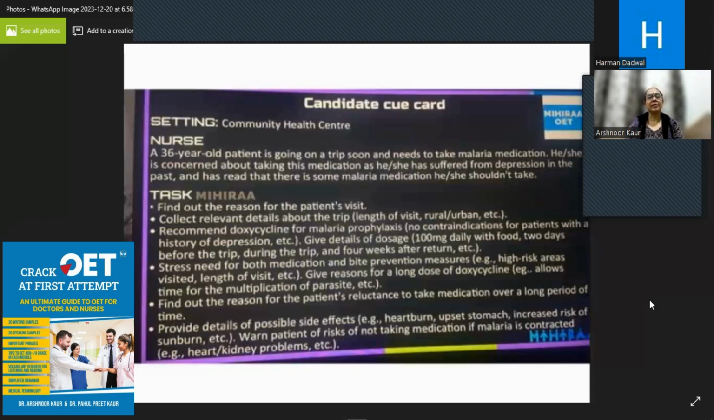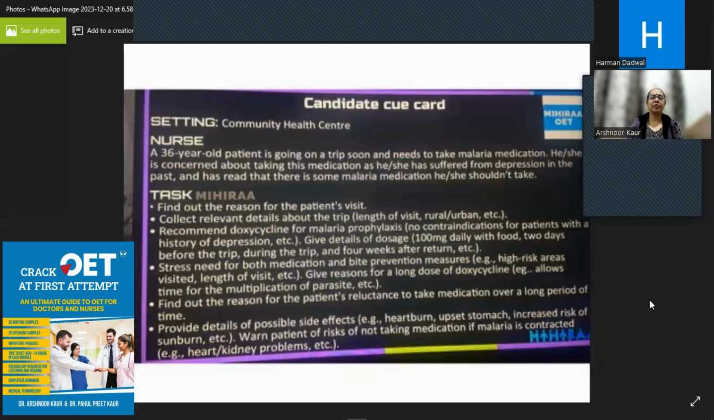You have to start the task by saying, good morning or hello, my name is Maria, or whatever your name is, and I am a registered nurse working in this community health center. How may I help you? Then the patient should say that he has come to get information regarding the need of malaria medicine as he's planning to go on a trip for 4 weeks and his GP has asked him to see you today regarding this.